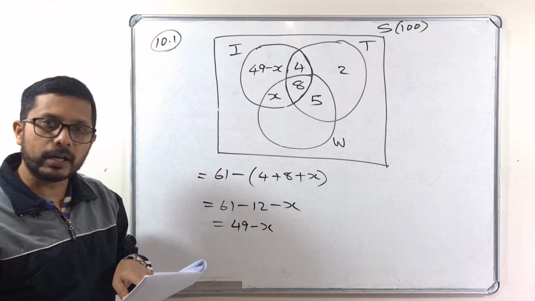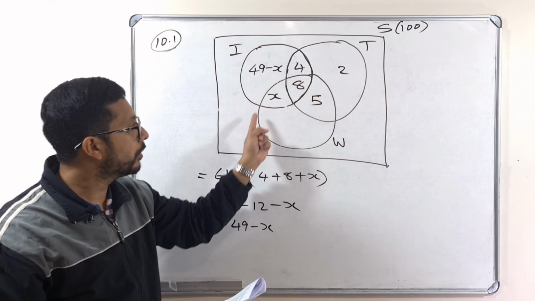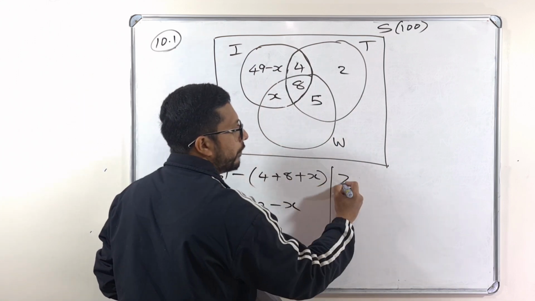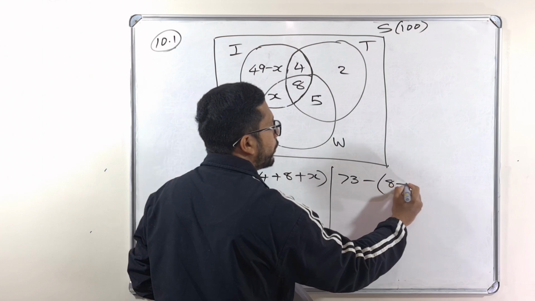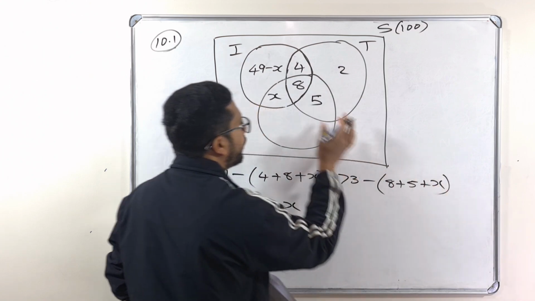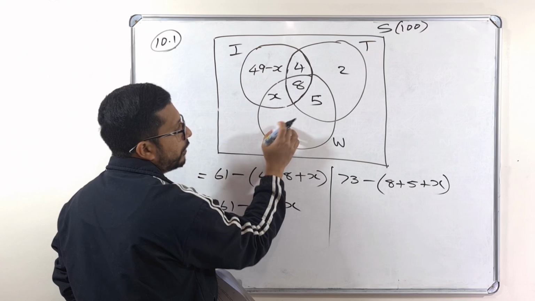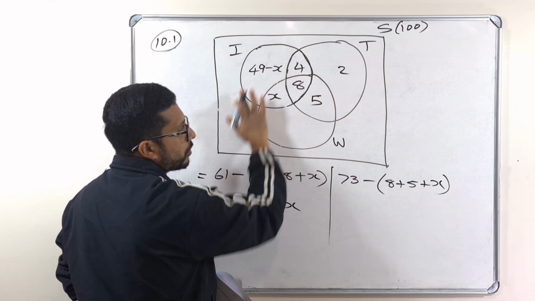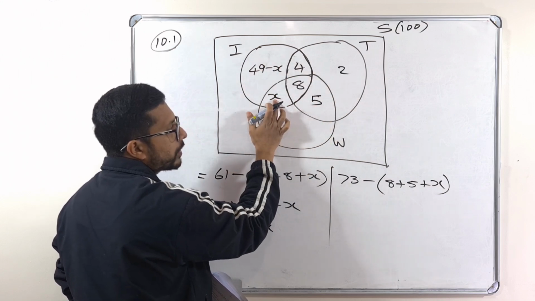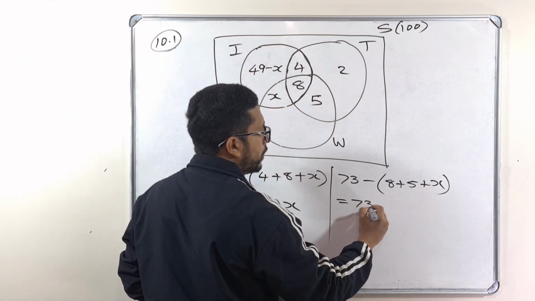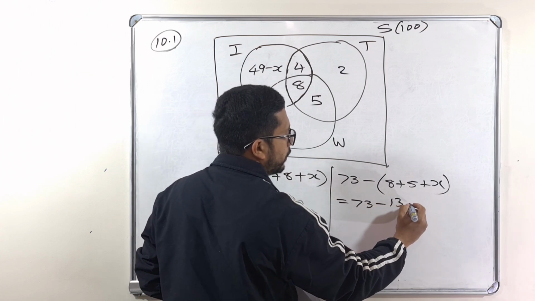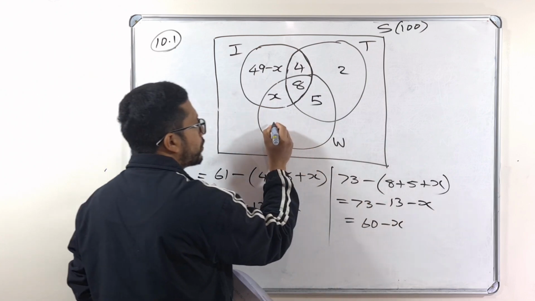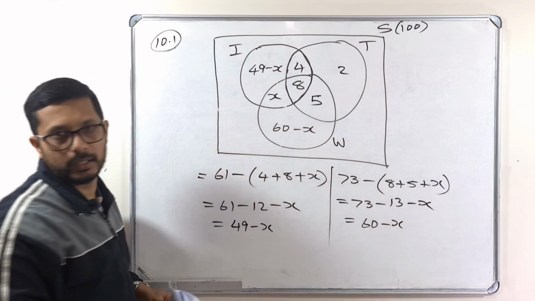73 use WhatsApp. So in this WhatsApp circle, total is 73. So how can you write how many are here? 73 minus the sum of 8 plus 5 plus X, the sum in that WhatsApp circle. The total is 73. So what must I write here? Total minus 8 plus 5 plus X. Okay, so what is that? 73 minus 13, since 8 plus 5 is 13, then minus X. So here it is 60 minus X.